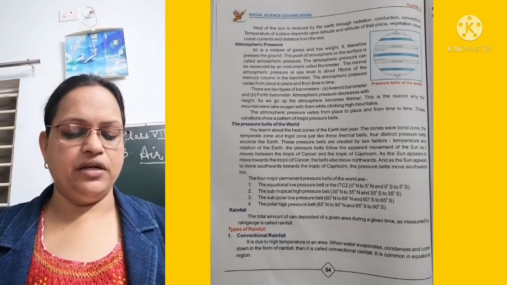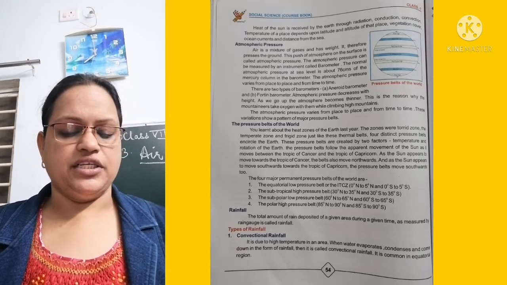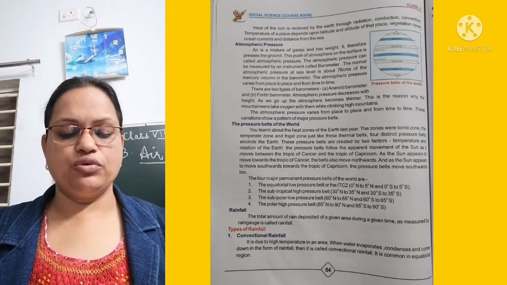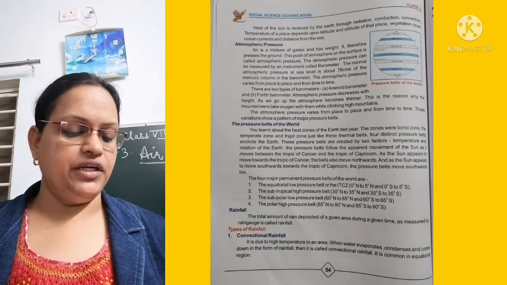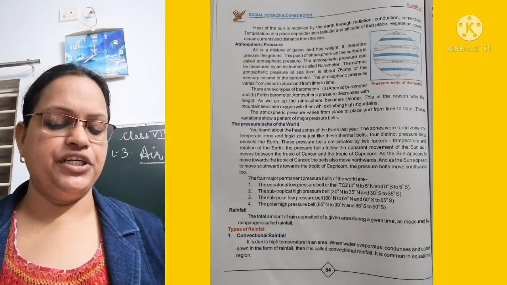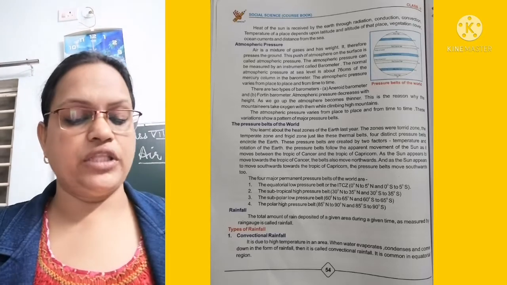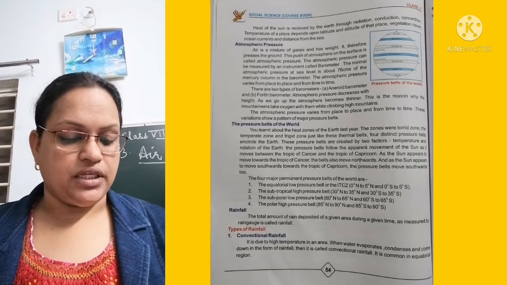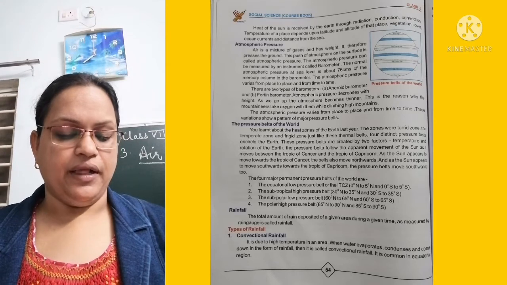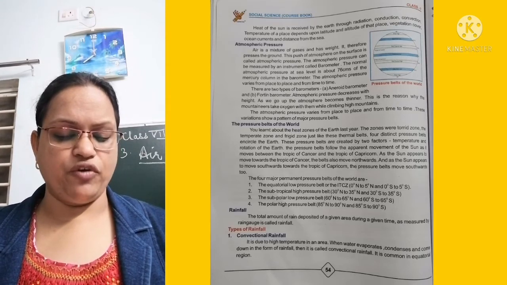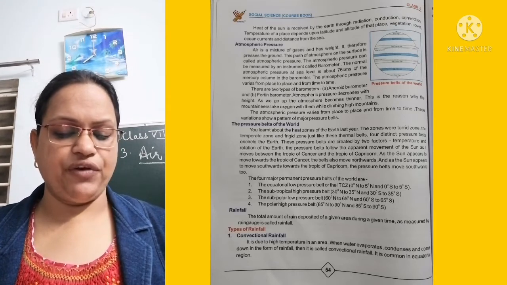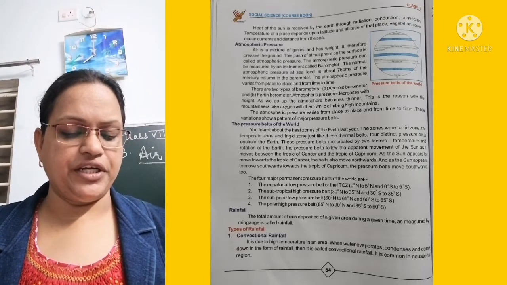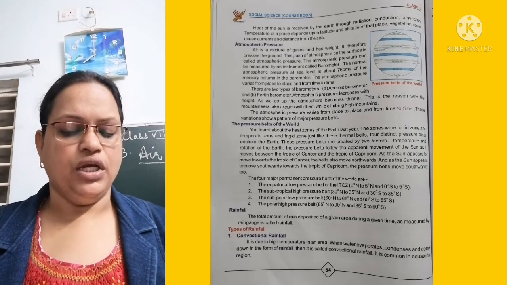The four major permanent pressure belts are what? Equatorial low pressure belt or the ITCZ, which is 0 north to 5 north and 0 south to 5 south, 5 degree. The subtropical high pressure belt, 30 degree north to 35 degree north and 30 degree south to 35 degree south. The subpolar low pressure belt, that is 60 north to 65 north, 60 degree south to 65 degree south. The polar high pressure belt, 85 degree north to 90 degree north and 85 south to 90 degree south.